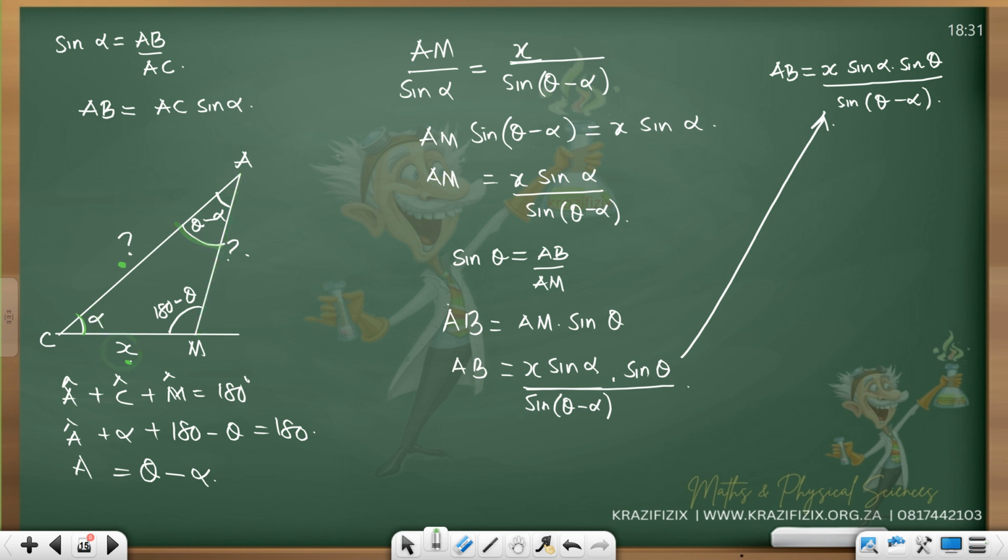So what helped me was to keep an eye on what I need: I need theta minus alpha, I need sine alpha. So I need all of those things, and the sine rule brought it all out for me. So always fill in your information and walk through.